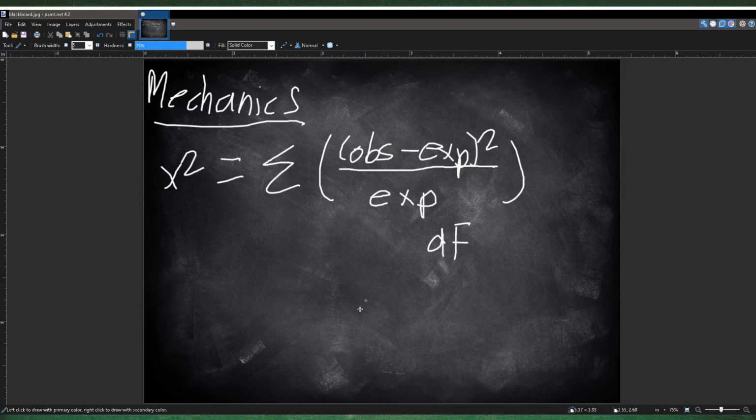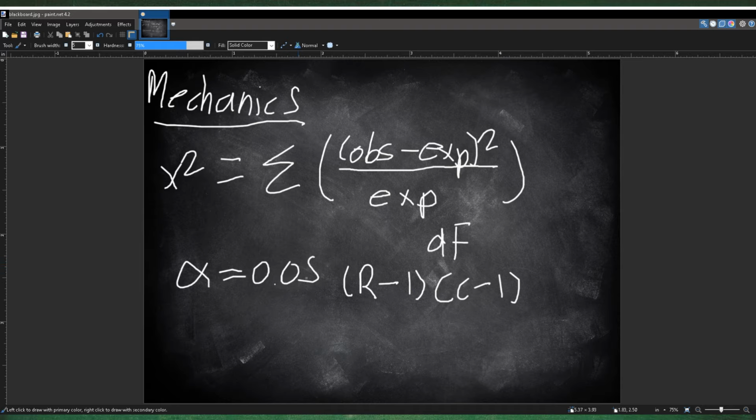This is the same idea as the chi-square test of homogeneity. So it's degree of freedom of the rows minus 1 times the columns minus 1, right? And then you usually use an alpha level of 0.05, unless they ask you to use 10%. As I explained in other videos, usually if they don't specify, it's just 0.05.